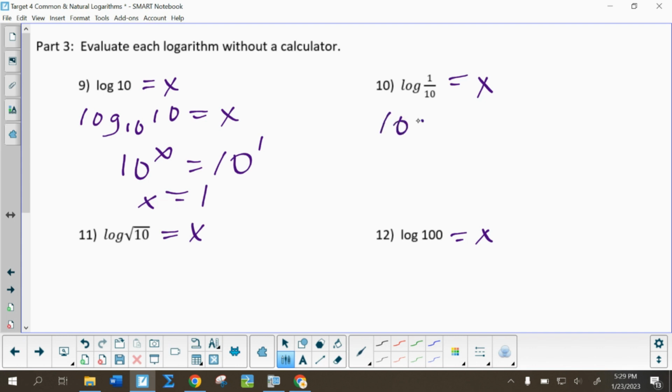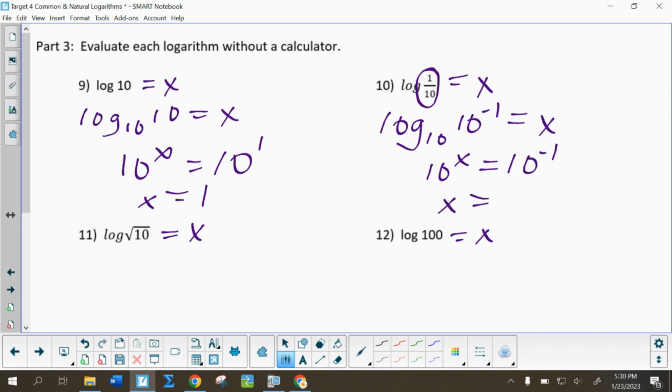All right, we're going to do the same thing with this number over here. So I'm going to rewrite it as log base 10. And I'm going to take that 1/10 and rewrite that as 10 to the negative 1. So remember, when you have a negative power, it can be rewritten as a fraction, or a fraction can be rewritten with a negative power. Now I'm going to rewrite this in exponential form. So the base raised to the answer. So 10 raised to the x power equals that inside part, which equals 10 to the negative 1. Since the bases are the same, the exponents are equal.